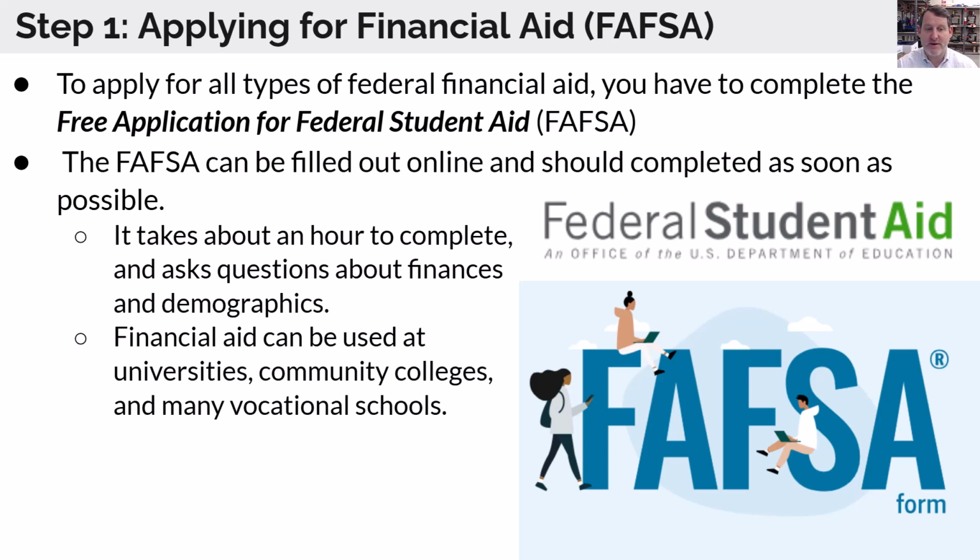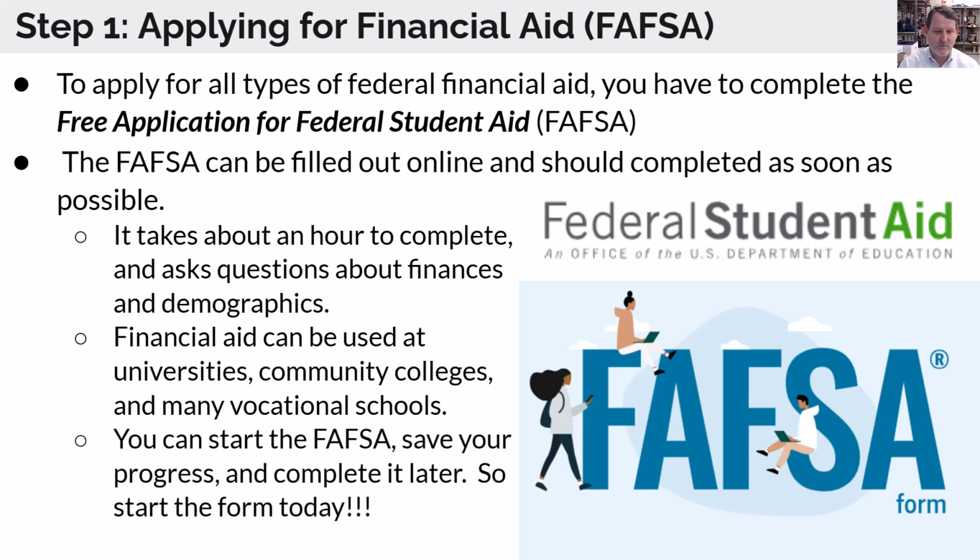This financial aid can be used at universities, community colleges, and many vocational schools. Most vocational schools, I should say. And so no matter what level of schooling you're going to, apply for financial aid. And you can start the FAFSA and save your progress. You can actually start it today, fill out as much as you possibly can, see what other information you need, and then fill that information in over time as you get it. This is something you're going to be doing with your parents and guardians as well.